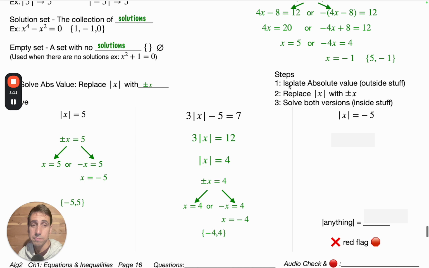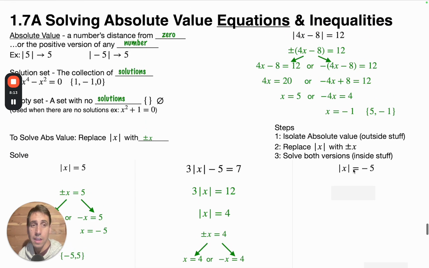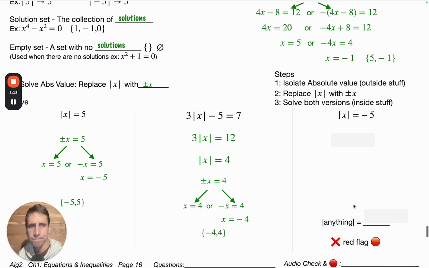Let's take a look at this one here. Absolute value of x is equal to -5. We said that what we've got to do is replace the absolute value with plus or minus x.